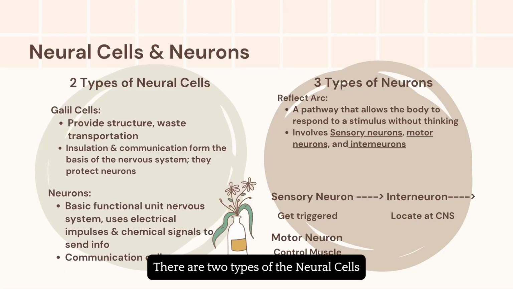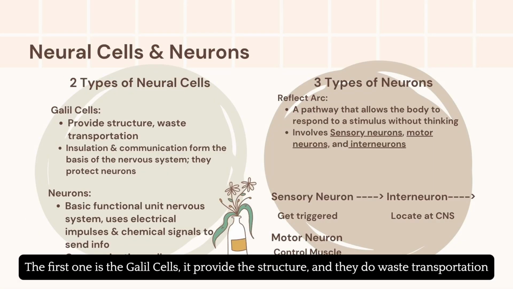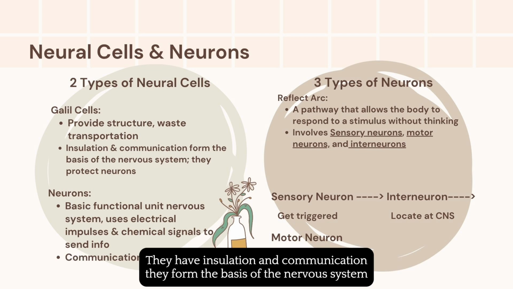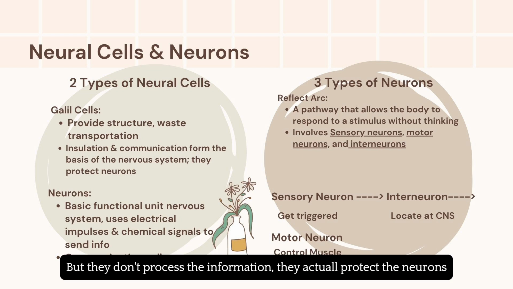There are two types of neural cells. The first one is the glial cells. They provide structure and do waste transportation. They have insulation and communication. They form the basis of the nervous system, but they don't process the information. They actually do protect the neurons.